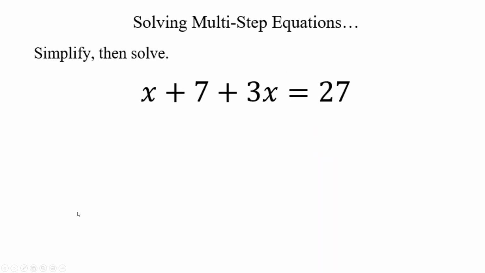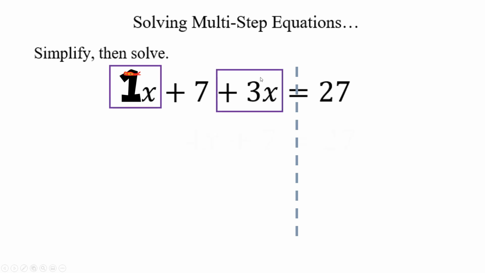Now, without algebra tiles, we have this. We're looking at the left side. What should we do first? Well, we have 1x over here, a little ninja one that's sneaky because you can't see it, and a plus 3x. So 1x plus 3x, we're going to simplify to 4x. The plus 7 just stays the same, and now we have a two-step equation to solve.